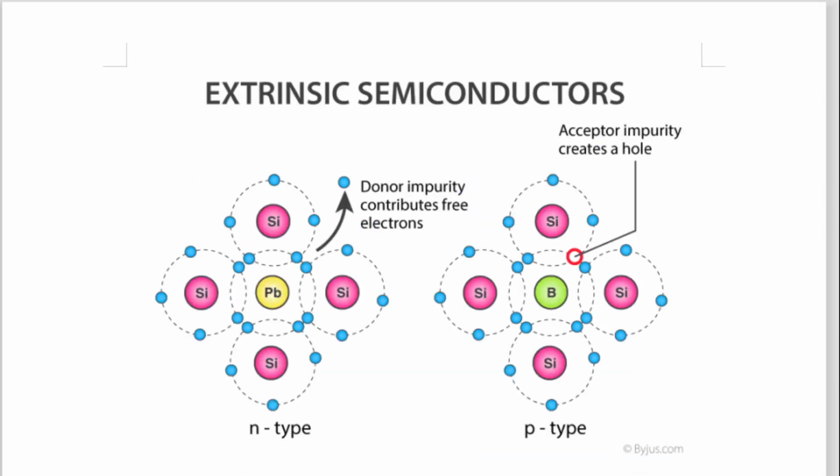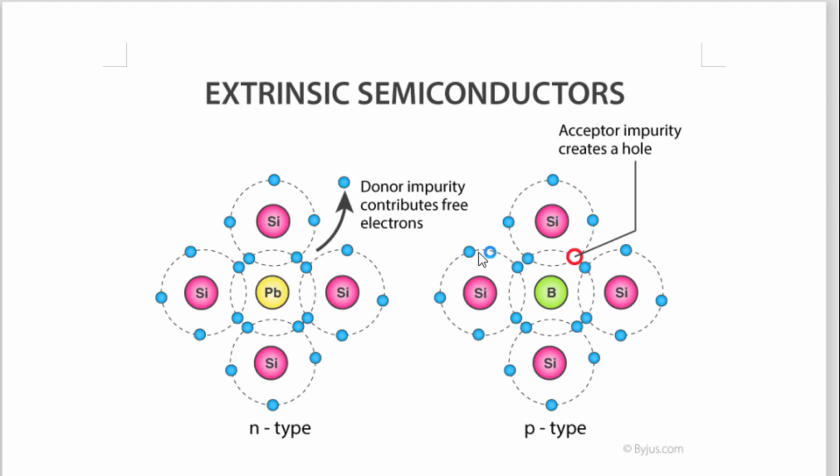In this diagram you can easily understand: silicon, silicon, silicon, silicon, and here it is a pentavalent atom. This is called a donor impurity, meaning n-type formation. Here a pentavalent atom is added, so it is sharing 4 electrons, and the fifth electron you see here. So this is a free electron. The fifth excess electron is here.